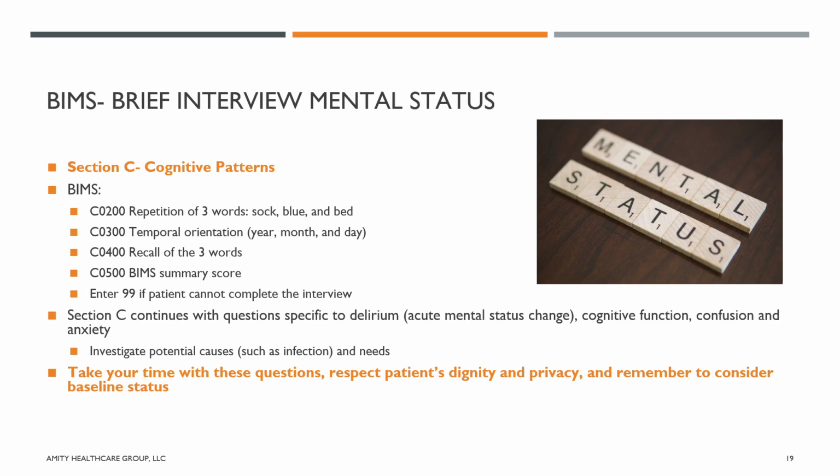So you want to look at this ahead of time if you're new to it. Make sure you're comfortable asking them and know what to expect. If the patient is not able to complete the interview or this process, it's inappropriate, you're going to enter 99 for this. And then the rest of section C continues with questions specific to delirium, which is an acute mental status change, cognitive function, confusion, and anxiety, determining what are the potential causes and needs as a result of this.